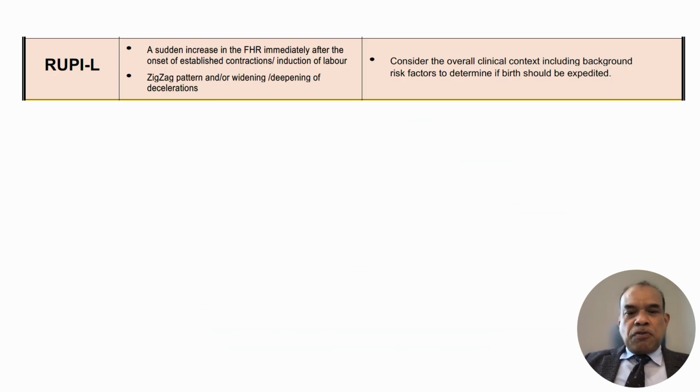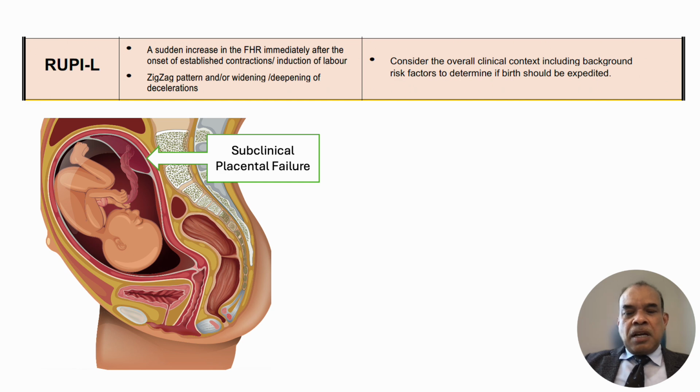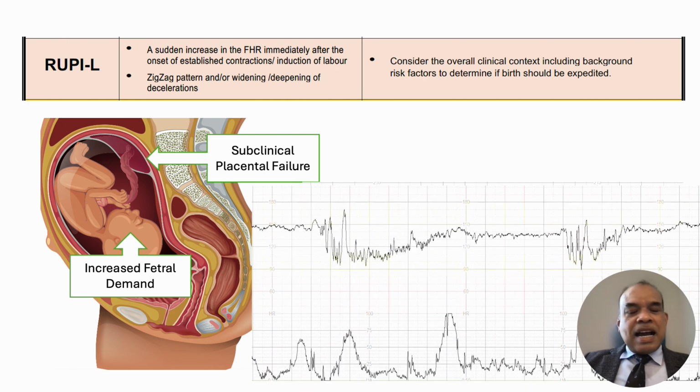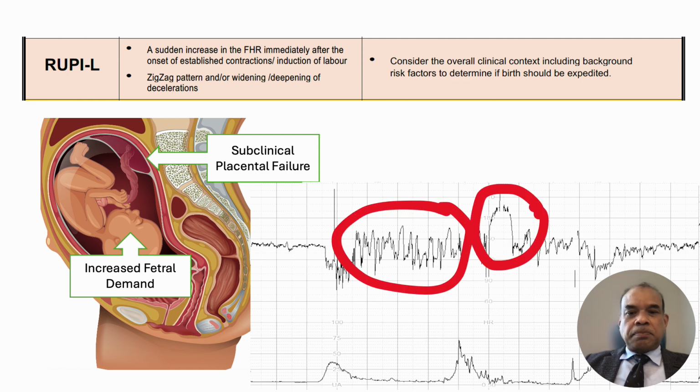And that is the reason why the guideline has included RUPI-L in the classification system to look at fetuses with subclinical placental failure or increase in the demand, and to determine what features these fetuses might show us as the uterine contraction progressively increases in frequency, strength, and duration.